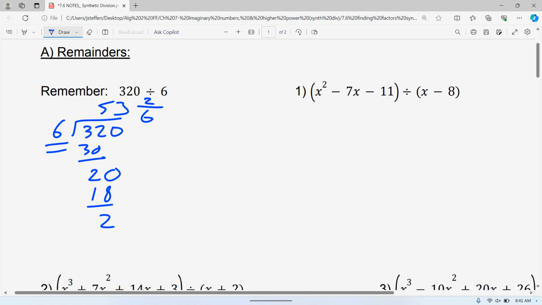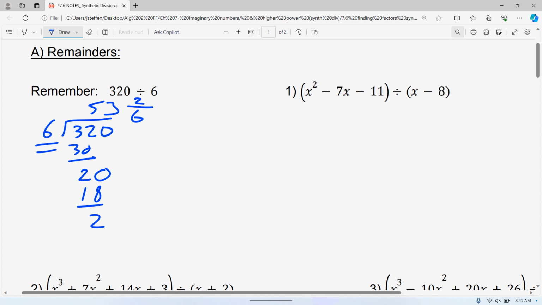We're doing synthetic division. And then at the end, whatever we have as a remainder, we're putting it as a fraction over what we're dividing by. It's going to look kind of strange, but that's okay. Hang with me.